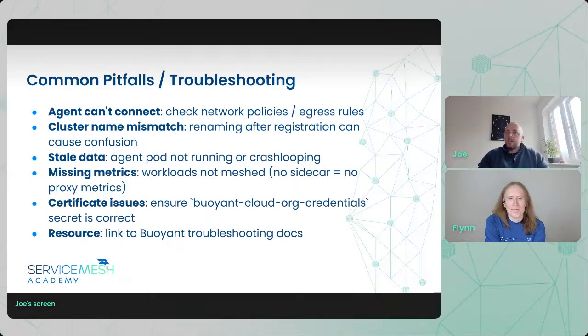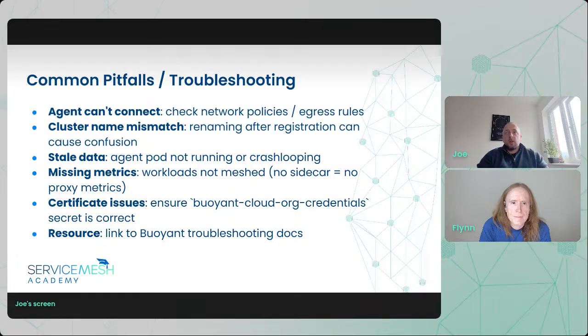Stale data, agent pods not running or crash looping. I don't see this one very often. I know it's in the common pitfalls and troubleshooting, but it's more the troubleshooting side than the common pitfalls. This is not a common one. Missing metrics used to be more common in the past. I definitely remember hearing people talk about it, but I haven't heard people talk about it in quite a while.